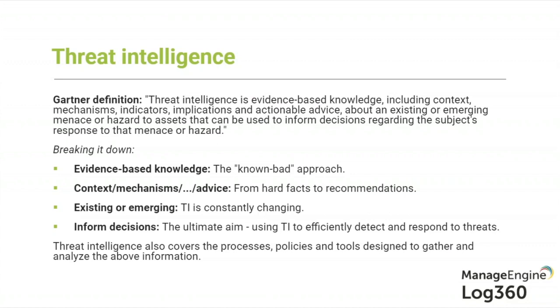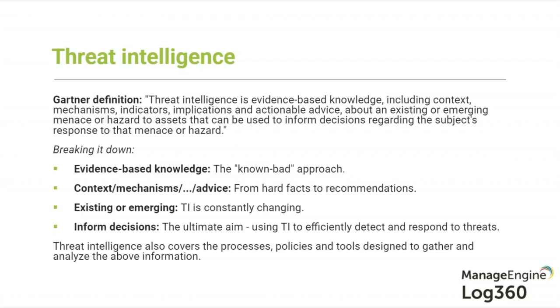Gartner defines threat intelligence as evidence based knowledge. It includes context, mechanisms, indicators, implications, and all such things about any existing or emerging danger, and all of this information is used to inform decisions regarding your response to all these dangers, menaces, or hazards. So it seems like a pretty complex definition. That's why let's break it down over here.